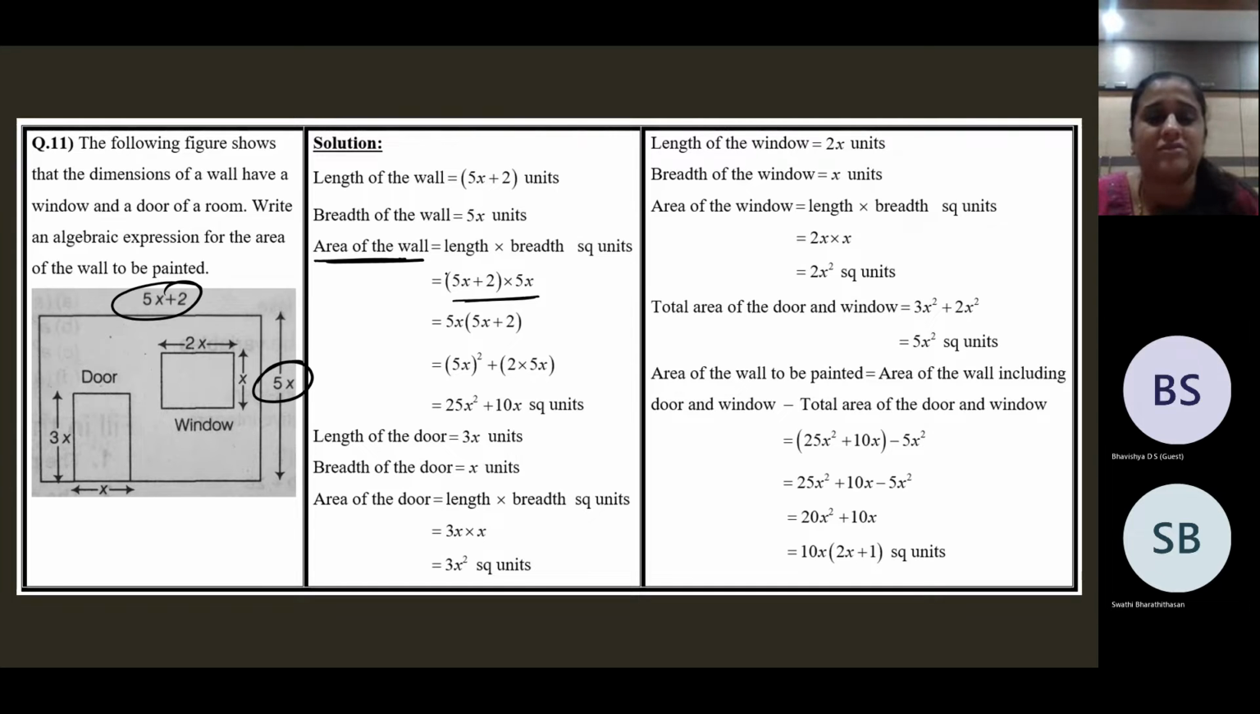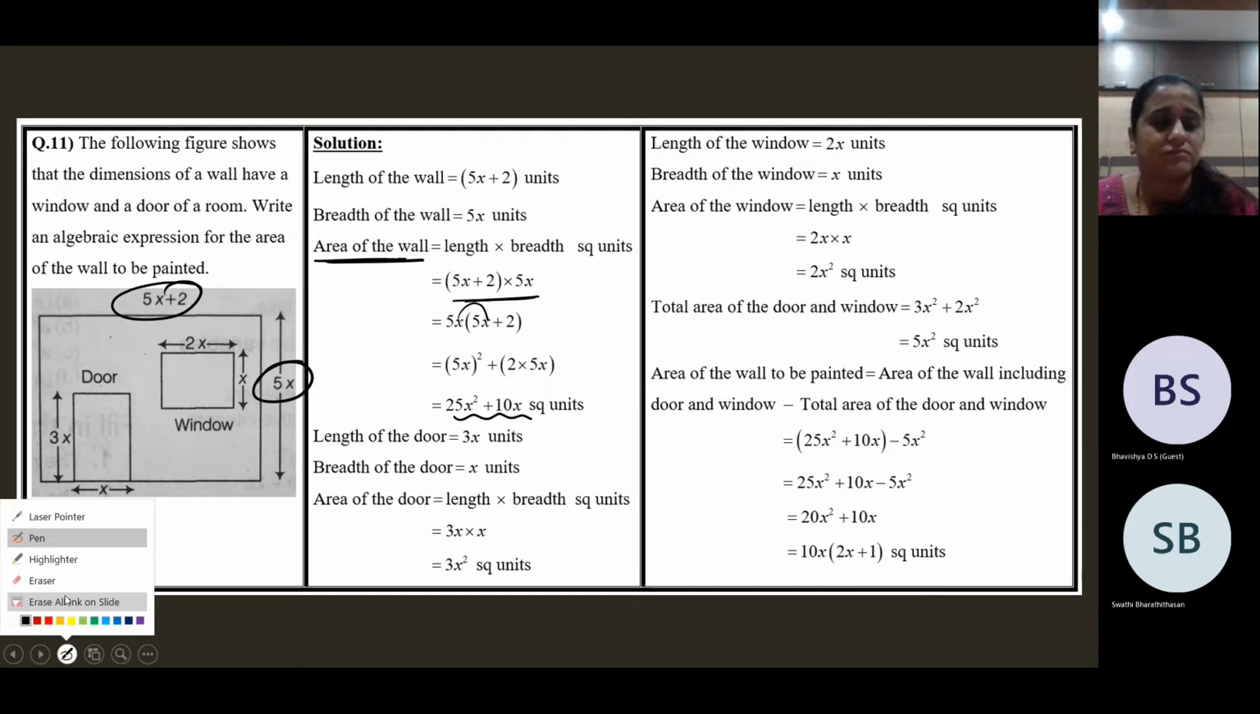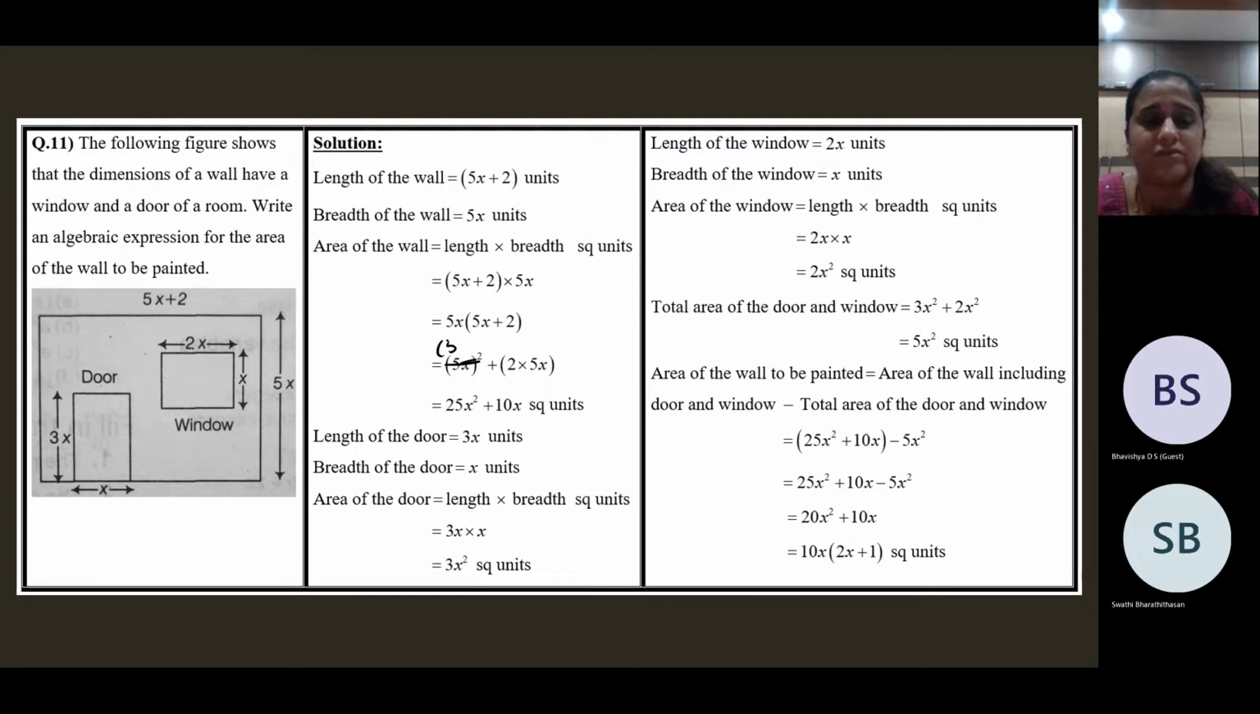Okay, so then you can put that 5x in the front like this: 5x into 5x. You don't have to, you can write this answer straight away also. I've just shown the multiplication. 5x into 5x is 5x the whole square. Or you can also write 5x into the bracket 5x plus 5x into 2. You can write it like that. You can write this step or you can ignore it and write this straight away, 25x square plus 10x. Then I've written again length of the door, breadth of the door.